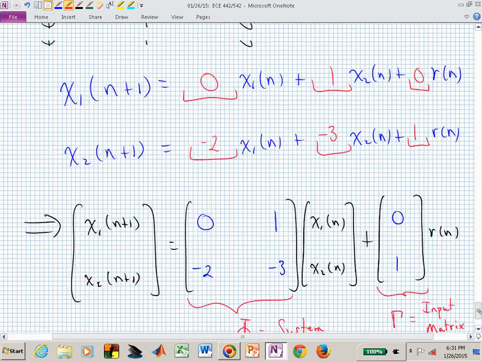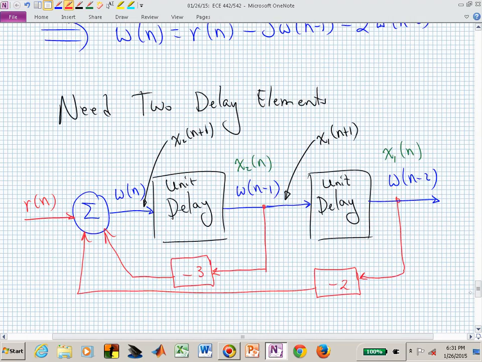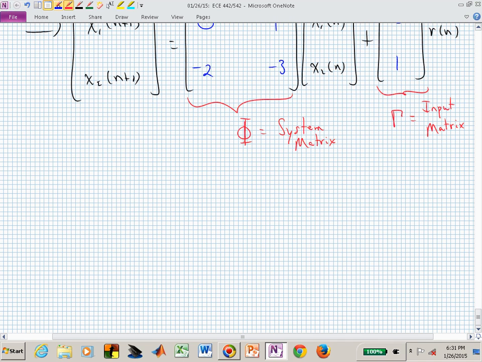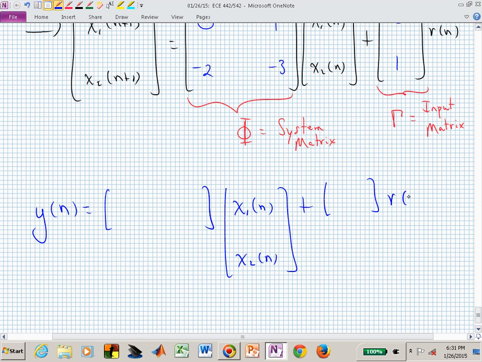And did I define an output? I didn't, did I? I hadn't defined an output. Let me just say that the rightmost signal is the output, y of n. Now I can write an output equation. Y of n is some linear combination of states plus some linear combination of input.